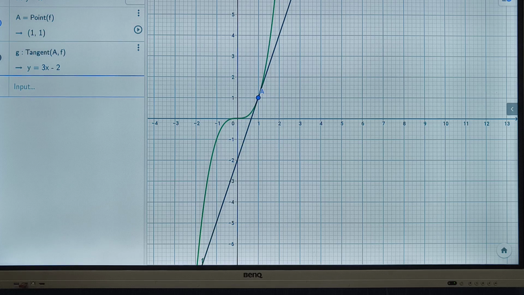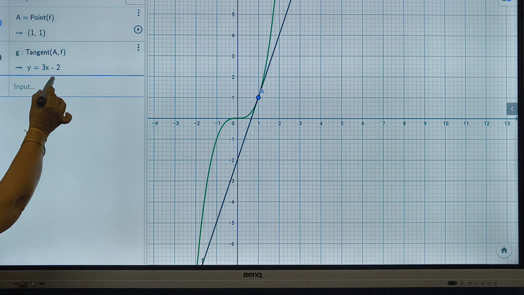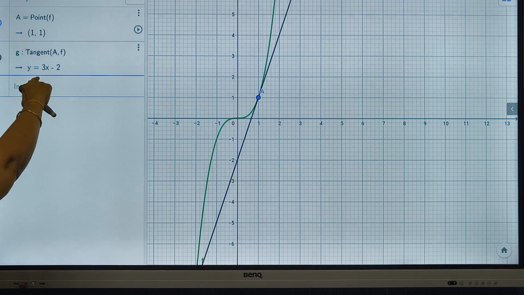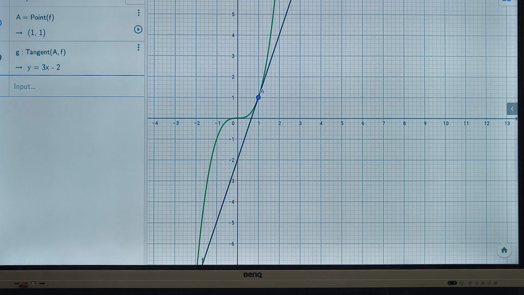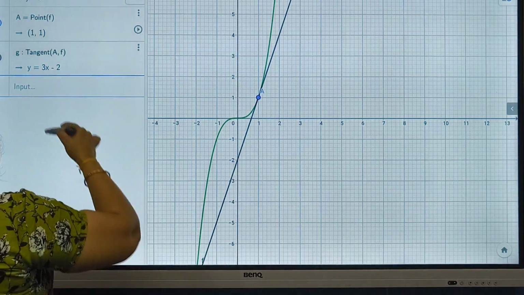So I got a tangent at a point A for this curve. What is the curve? Y equal to x cube. And what is the tangent line? Y equal to 3x minus 2. So if the tangent line is equal to 3x minus 2, what is the slope of this line? 3. So you can see that the slope is positive.